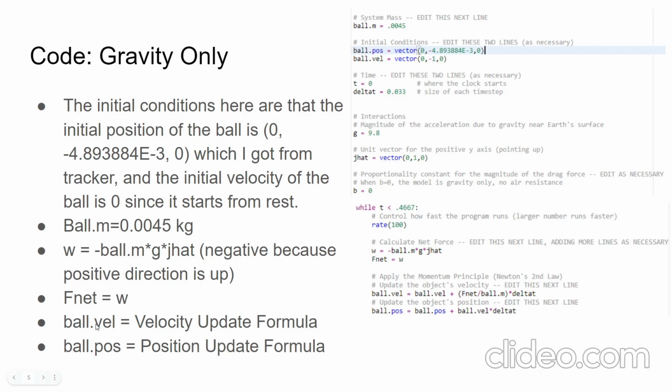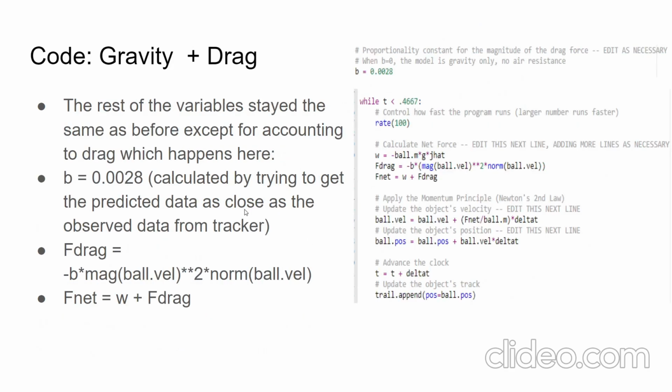And then we have ball.vel equals the velocity update formula, which is ball.vel plus F net over ball.m times delta t. And we have ball.position equals the position update formula, which is just ball.position plus ball.velocity times delta t.